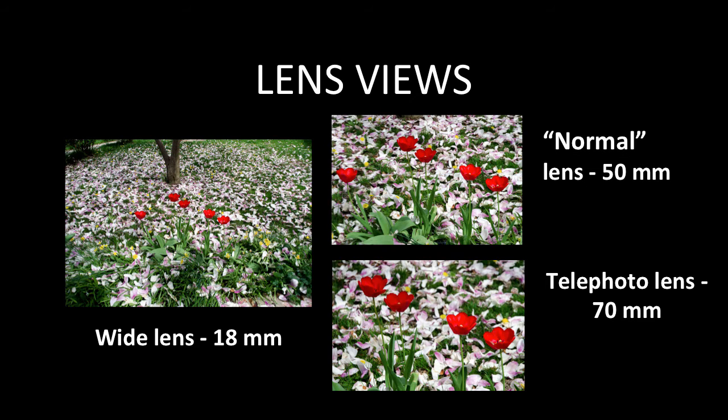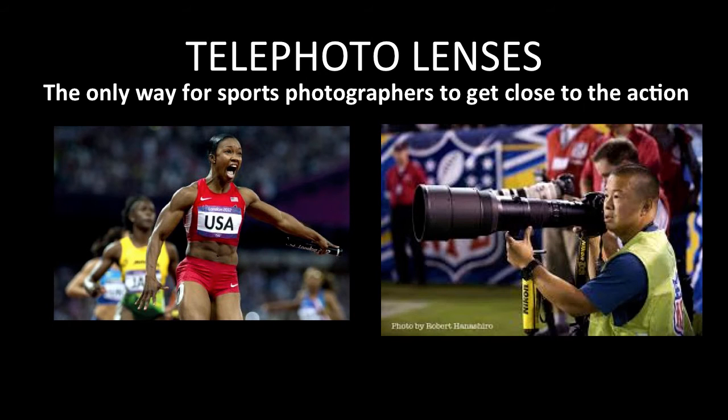Here's an example of the same scene as taken with 3 different focal lengths, but without moving the camera position. Note that the feeling of each of the images is slightly different according to the lens that was used. Sports photographers, as well as nature photographers, use telephoto or long lenses to get close to the action. These lenses allow for shallow depth of field and blur out the background, making sure that the subject stands out from an often distracting situation.